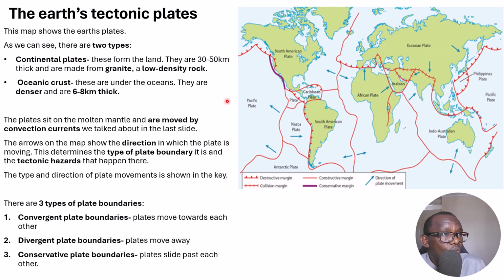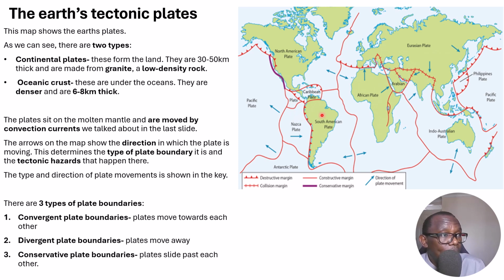Now, as we said before, these plates are on the lithosphere, obviously, and are being moved by convection currents within the mantle. So they are moving in different directions. As you can see here, there are arrows showing the different directions in which the different plates are moving. The Nazca plate, for example, is moving towards the South American plate. And here the Pacific plate seems to be moving away from the Nazca plate.